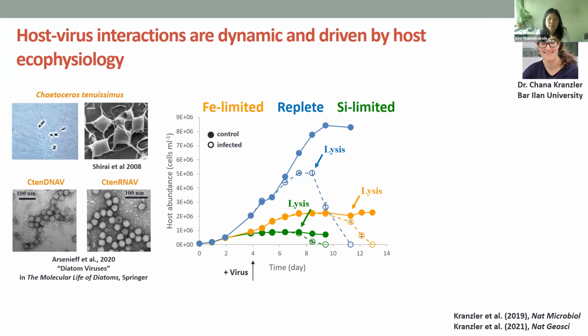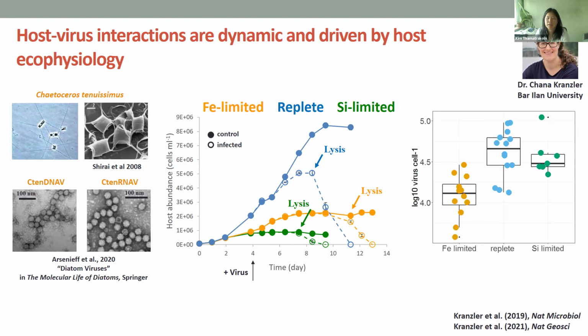And this is just a time course of infection showing host abundance under replete conditions, silicon limited or iron limited conditions. And what we saw was that under silicon limitation, which is shown here in green, the infection was faster. The cells were more susceptible to infection, in contrast to under iron limitation, where the cells were less susceptible to infection. The latent period was much longer and the time to lysis was much longer.